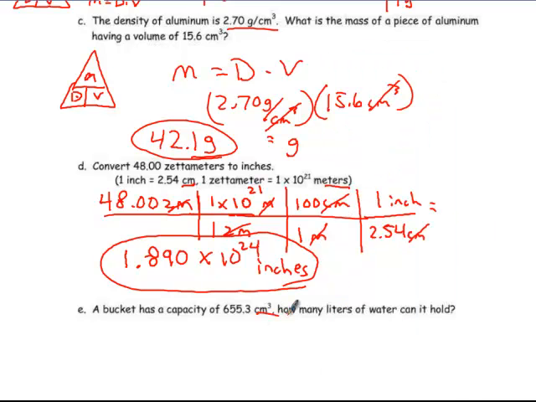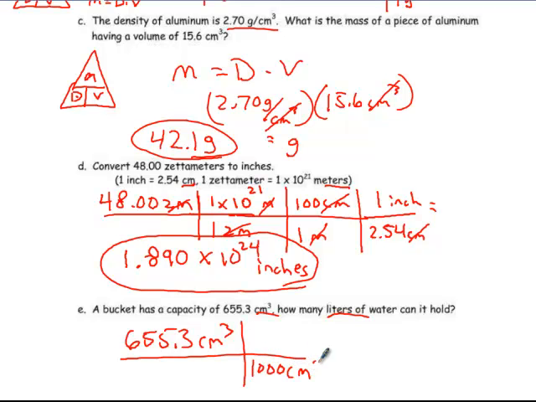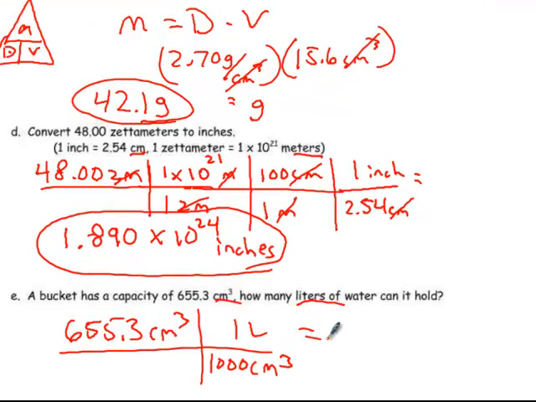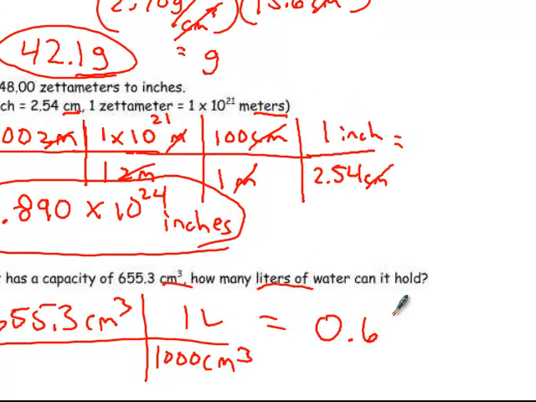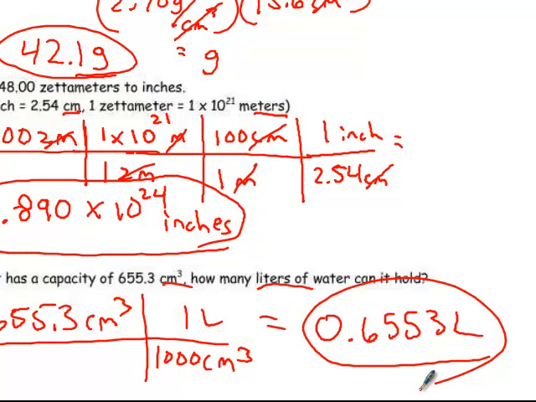A bucket has a capacity, centimeters cubed, we're looking for liters, 655.3 centimeters cubed. This is the conversion you have to know. So that's going to give me 0.6553 liters. That divided by 1,000. 4 digits, 4 digits. Don't drop any of those numbers.